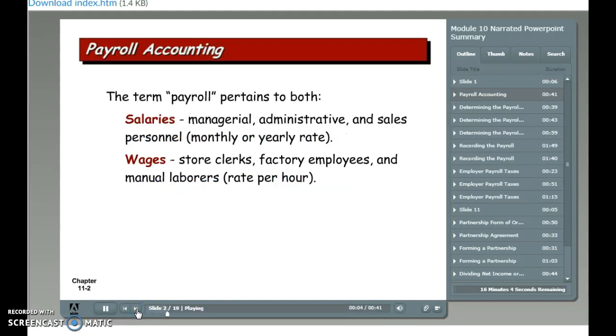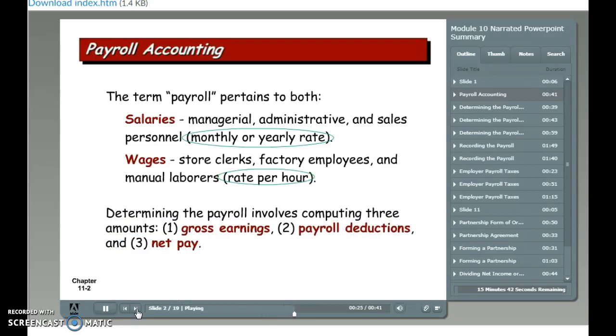Payroll can be stated in terms of salaries, which are usually a monthly or yearly rate, and normally associated with management, administration, or sales employees. Wages, on the other hand, are paid on an hourly rate and are usually paid to non-management positions such as store clerks. Three amounts are determined when calculating payroll: gross or entire earnings, payroll deductions for amounts taken out of the paycheck, and net pay, which is take-home pay calculated as gross earnings minus payroll deductions.